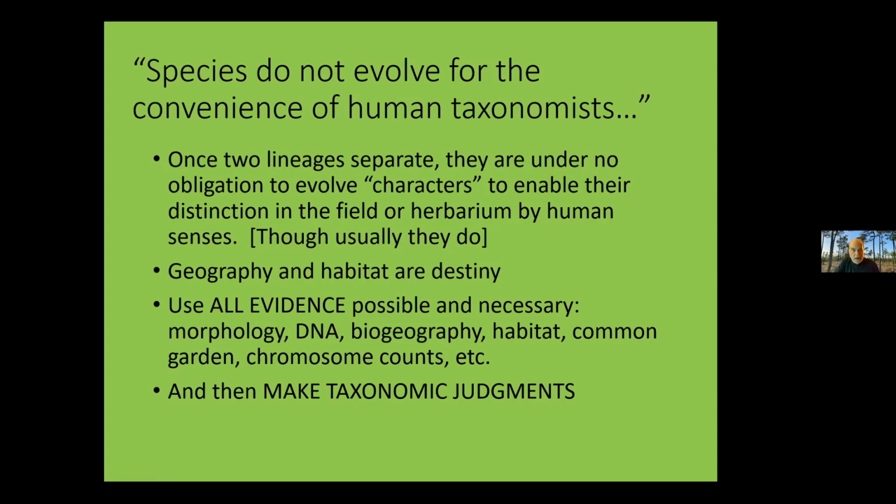So this brings us to a kind of unfortunate or complicated conclusion, and that is that species do not evolve for the convenience of human taxonomists. And it's a hard thing for us to fully accept that there might be two species which completely meet the criteria for being two separate species, but that are morphologically overlapping enough that our human brains and our means of measuring and looking at species, without our DNA gun, may not enable us to reliably always distinguish them. So once two lineages separate, they are under no obligation to evolve characters to enable their distinction in the field or herbarium by human senses. Fortunately, they usually do develop such characters.